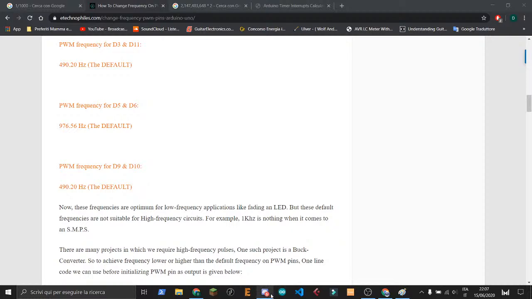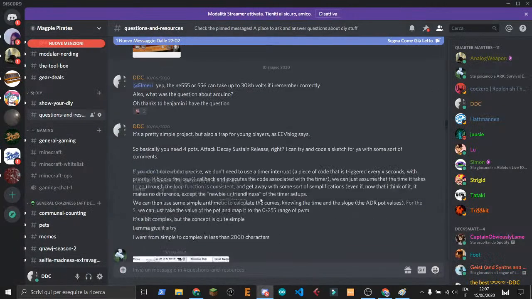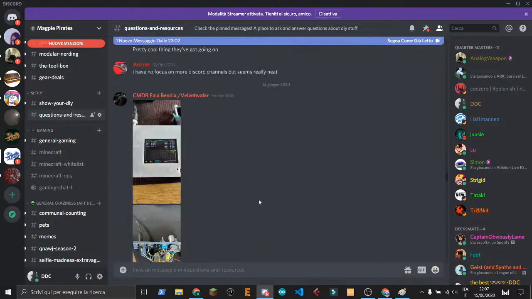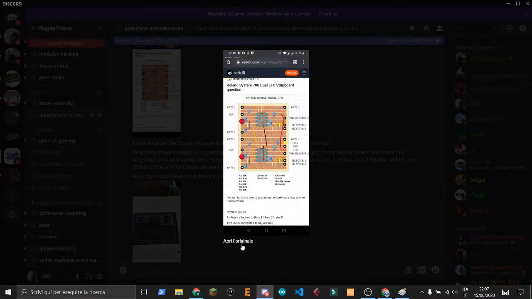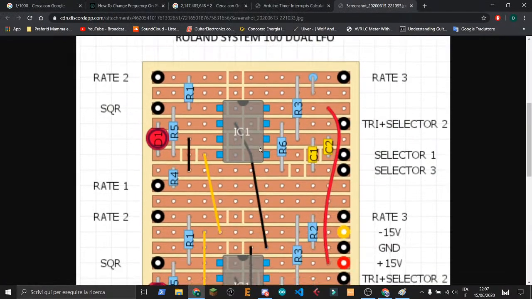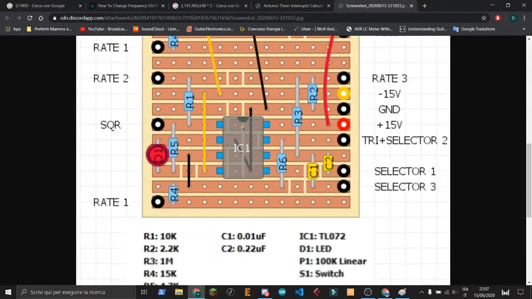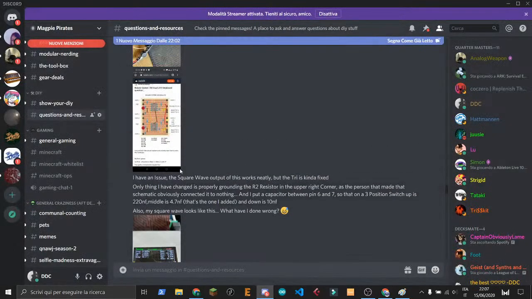So again, if none of you have any question about this, I will just go to our next problem. So we have this schematic here, and there's a problem with the circuit, and I don't remember actually.